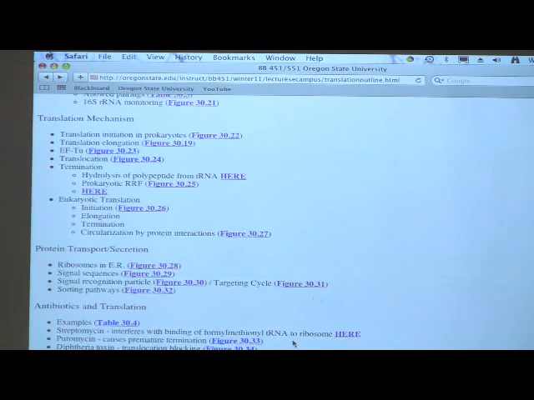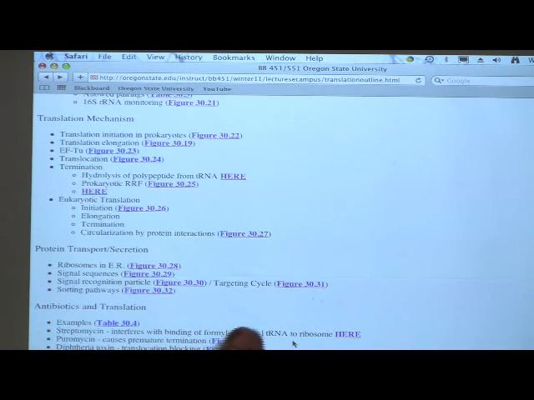I didn't mention that. I should reiterate that. Eukaryotes start with methionine. They don't start with a formyl methionine group. That's a big difference between prokaryotes and eukaryotes. Eukaryotes always start with just a plain old generic methionine.